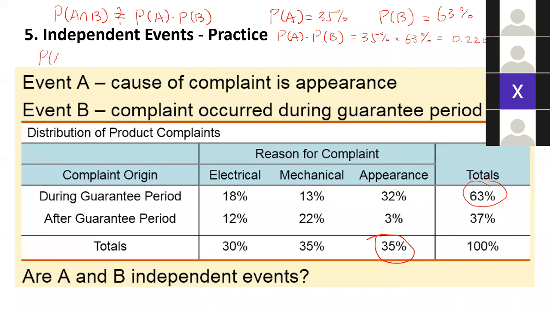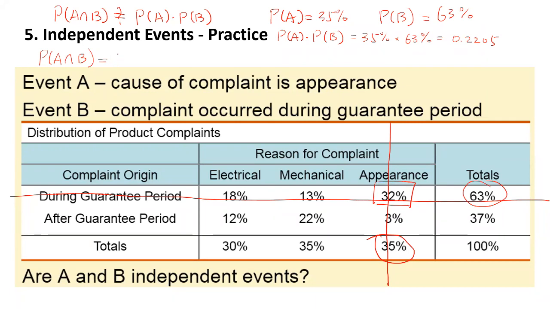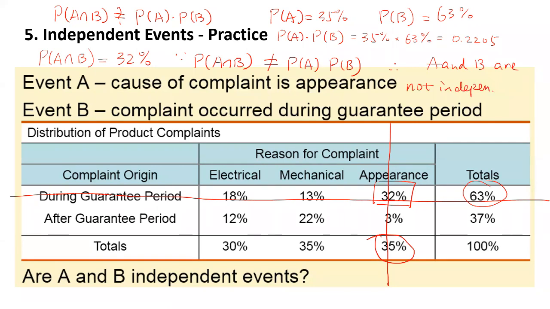Okay, next let's calculate the left-hand side. Left-hand side is the probability of A intersect with B. That means the cross position of cause of complaint is appearance. This is this column. B is complaint occurred during guarantee period. So this row, the number is here, right? 32%. So of course, the left-hand side does not equal the right-hand side. So because left-hand side does not equal right-hand side, you can say that A and B are not independent. Okay, any questions?